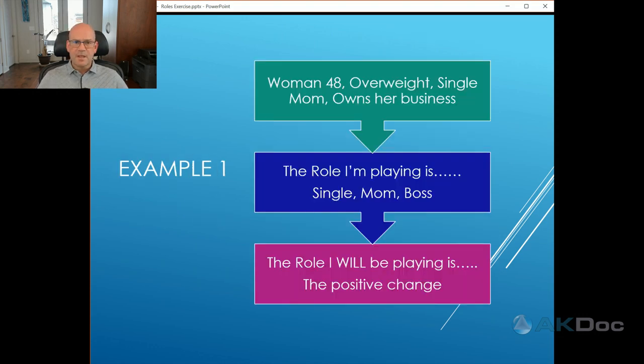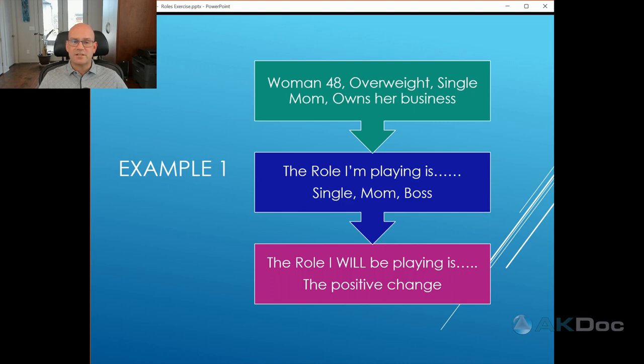So I'm going to do 3 examples just for you. These are just made-up people based upon pieces of all the people I've seen. I've been doing N.E.T for 25 years. I don't know that I've been doing the roles that long, but just based upon the history. So this is a woman. She's 48 years old. She's overweight. She's single. She's a single mom. She owns her own business. And so her roles in this exercise, primarily to focus on, are that the role I'm playing is that she's single, the fact that she's a mom, and the fact that she's a boss. And then she's going to do the role I will be playing and do it in a positive change.